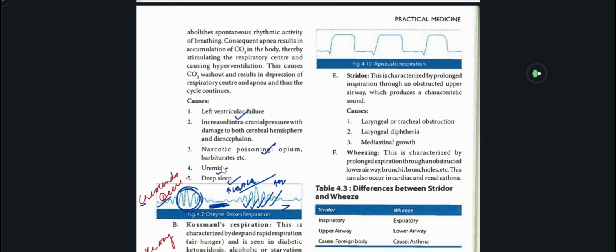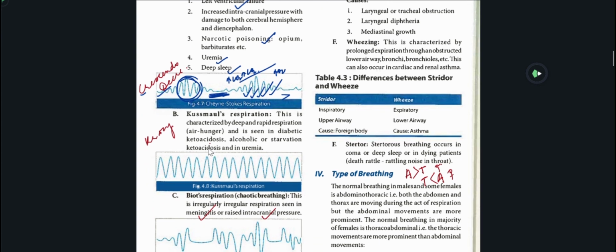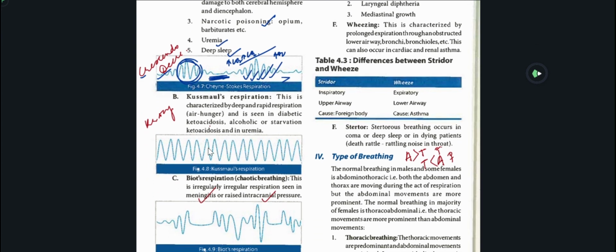So remember: uremia, deep sleep, poisoning, and left ventricular failure. Okay. What is the next pattern? The next pattern is called Kussmaul's. I'm sure everybody knows it. It is a very deep and rapid respiration, so both rate and depth are increased, sort of an air hunger pattern. It is seen in ketoacidosis, alcoholism, starvation ketosis, and uremia. Both the rate and the depth are increased, and that is called Kussmaul's, crazy respiration, is what I remember it as.